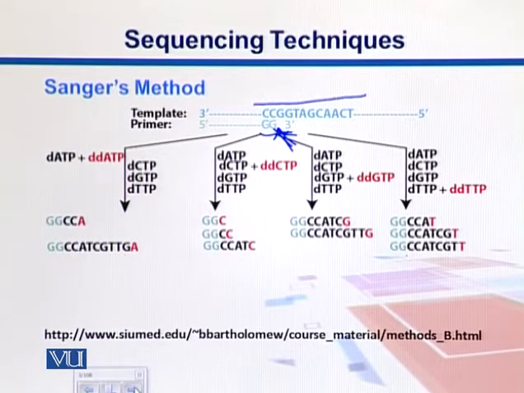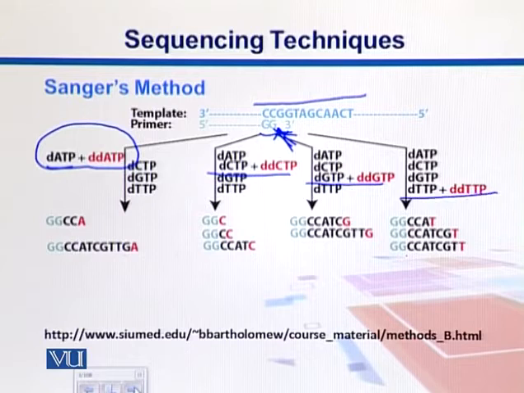We set up 4 reactions, where in each reaction tube we have primers and all the nucleotides, except that for one of the nucleotides, say for example here for adenine, we add a dideoxy also. So dideoxy is actually the chain terminator. Rest of them are the normal nucleotides. In the second tube we add the dideoxy for cytidine, in the third for guanine, and in the fourth for thymine.